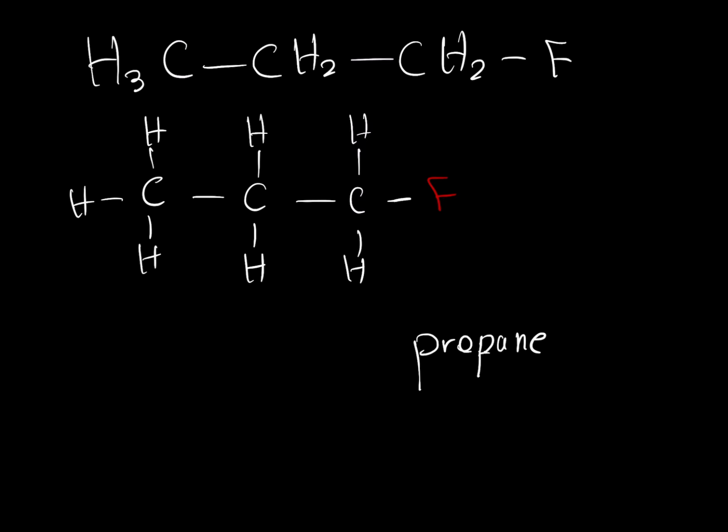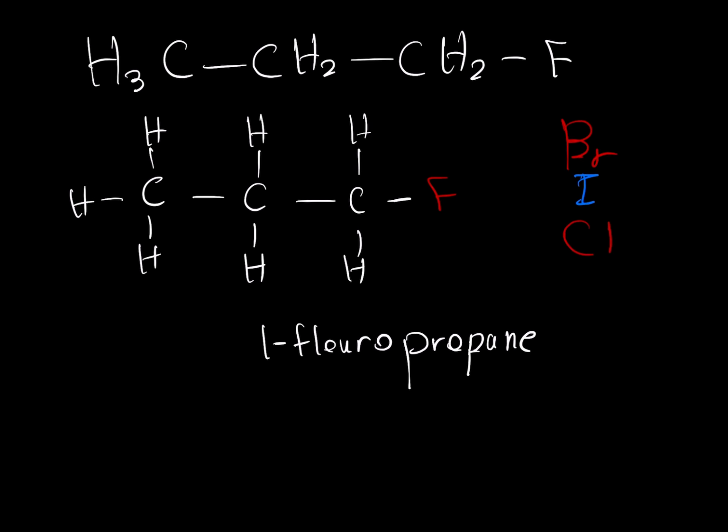In this case, we do need to specify that the fluorine is on carbon number 1, because it could be on carbon number 2 as well. So 1-fluoropropane is the name of this haloalkane. So whenever you have halogens attached to a carbon, that's going to be a haloalkane. Now, alkanes can also have bromines and iodines and chlorines.